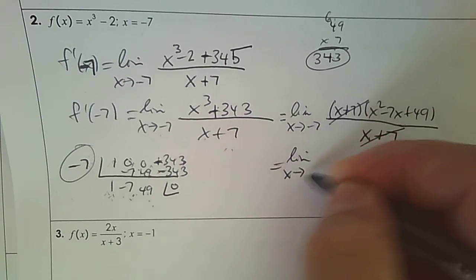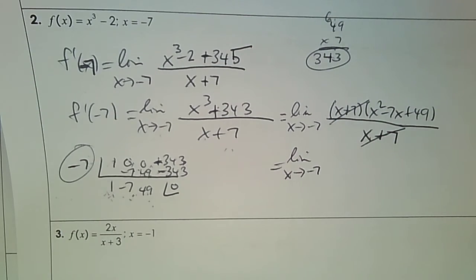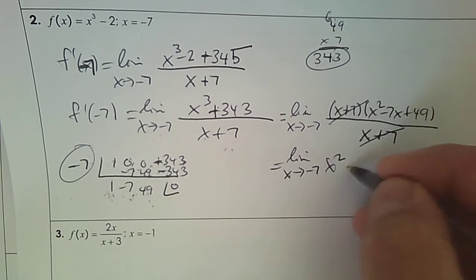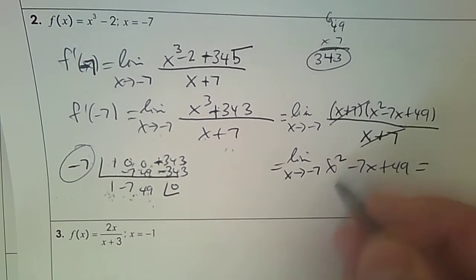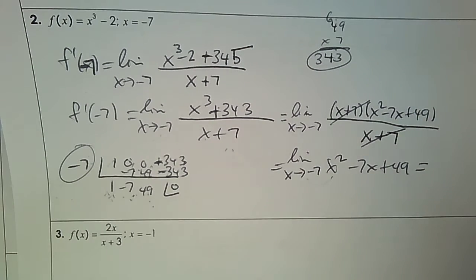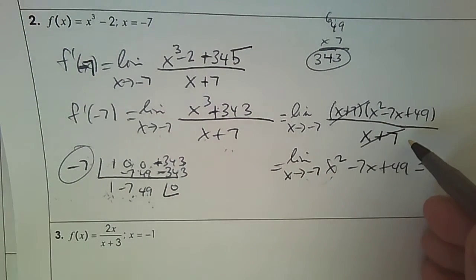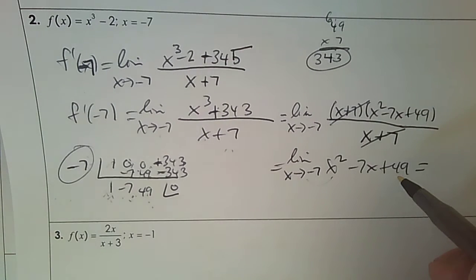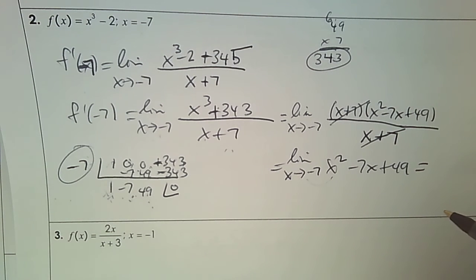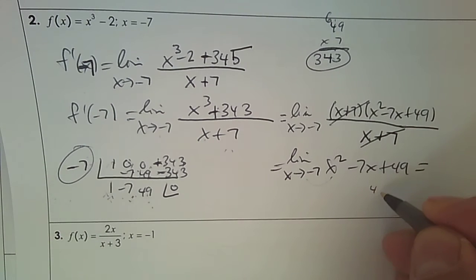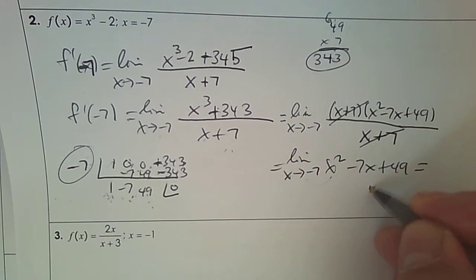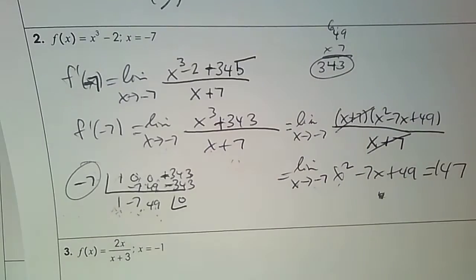So we have the limit as x approaches -7 of x squared subtract 7x plus 49. So now we're going to plug -7 in. Lord help me here. So 49 plus 49 plus 49. What does that give me? That's 49 times 3. That's 147. I'm feeling better about it.